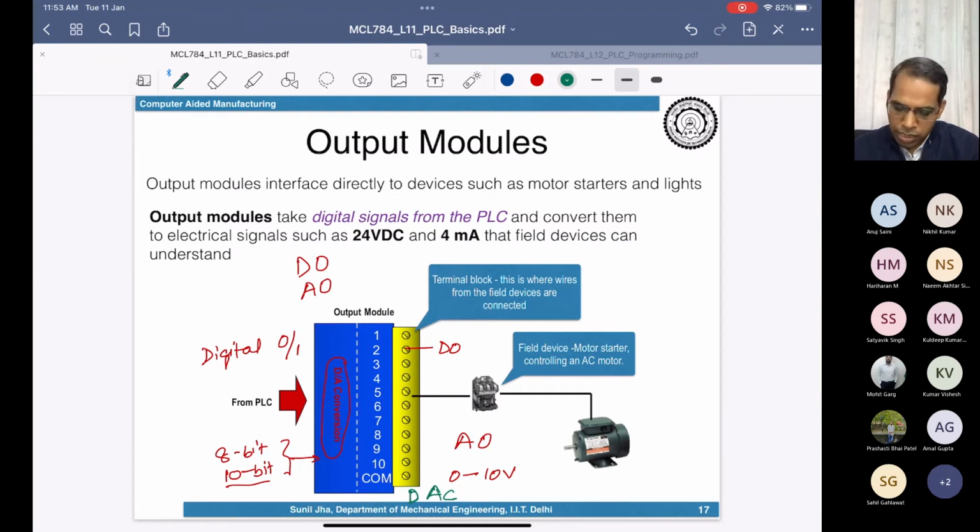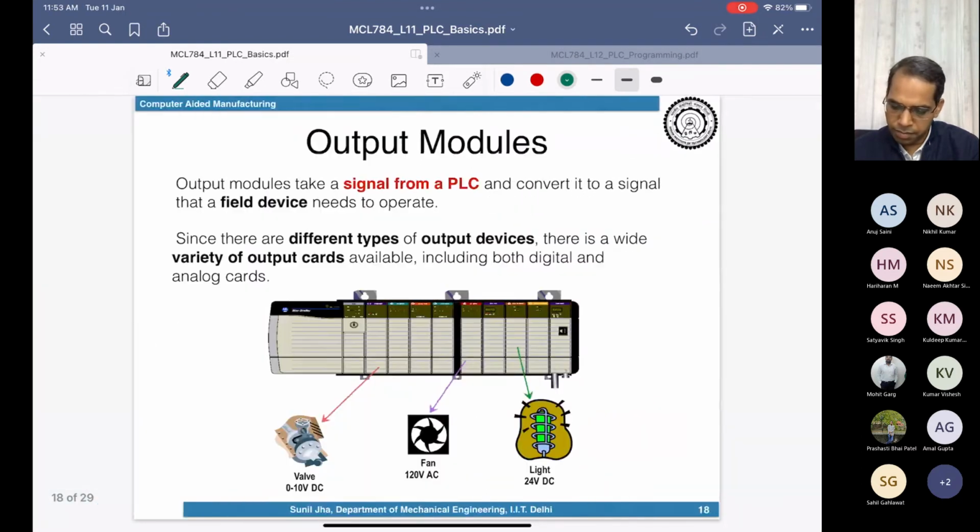So that is how the output modules will have a digital to analog converter and input modules will have an analog to digital converter. But the phenomenon remains the same. Either you will be converting voltage to bits or you will be converting bits to voltage. That is how this conversion happens here. And then accordingly, you will be controlling the devices here.